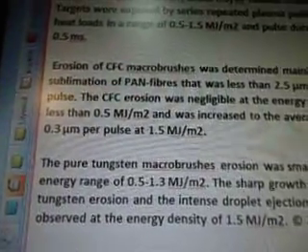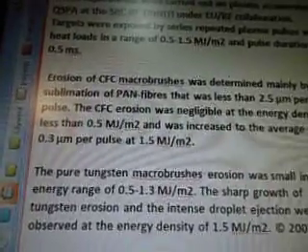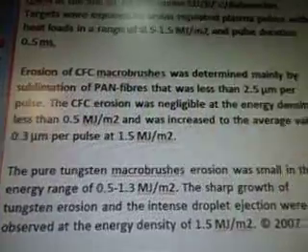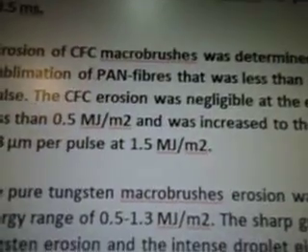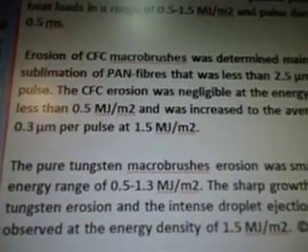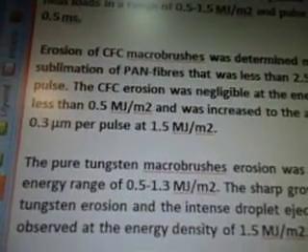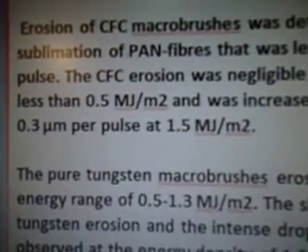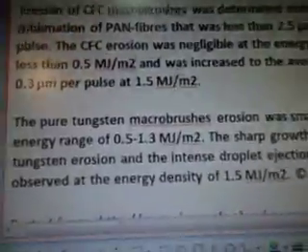Erosion of the CFC macro brushes was determined mainly by sublimation of PAN fibers that was less than 2.5 per pulse. The CFC erosion was negligible at the energy density less than 0.5, and it increased at higher energies.